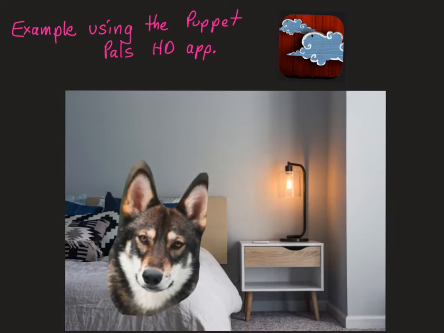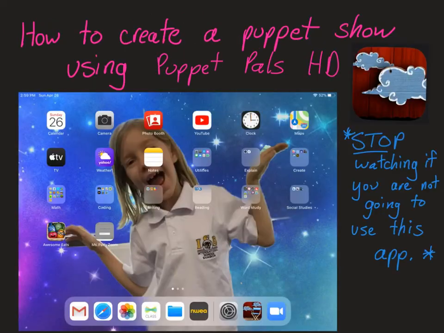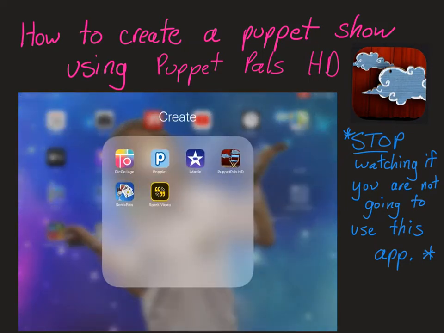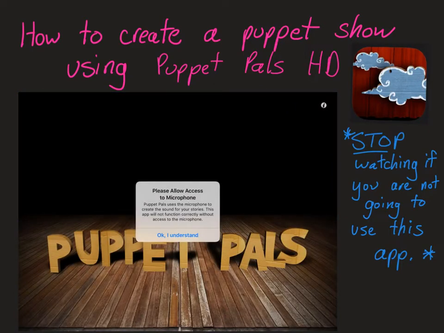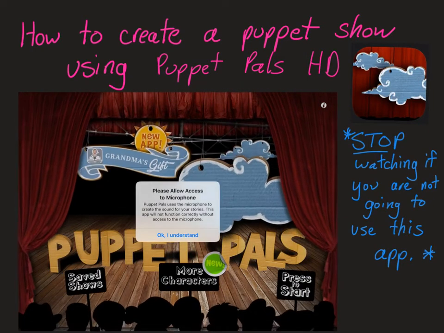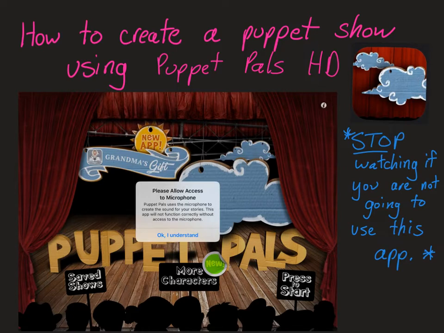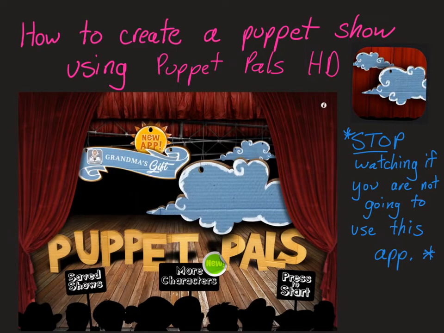Whew. All right, I'd like to show you how to use the Puppet Pals HD app. If you have an iPad from school, the app is already on your iPad. The name of the app is Puppet Pals HD. It's inside the Create folder here. It looks like this. There's a little director's chair. When you open up the app, it's going to ask you if it can access your microphone. You say, okay. So now you're going to press this to start.